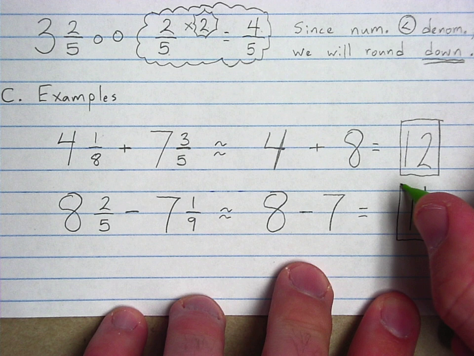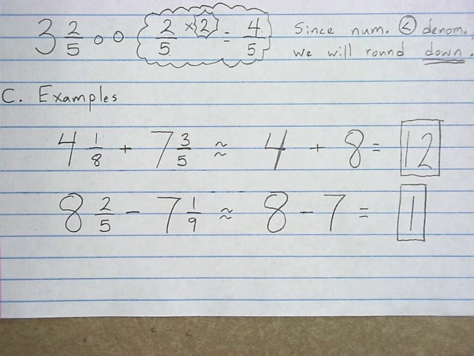So if I subtract the original mixed numbers, 8 2/5 minus 7 1/9, I should get something that's pretty close to 1 whole. It won't be exactly 1 whole. Looking at this, my guess is it'll be a little bit more, but should be pretty close.